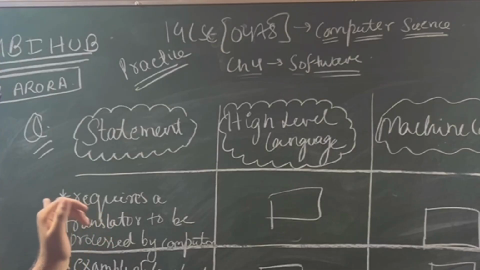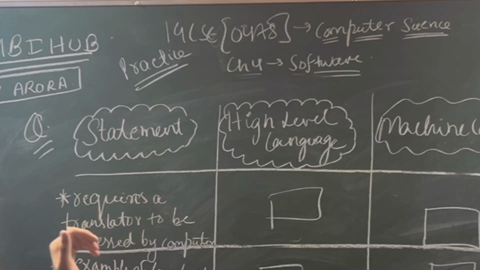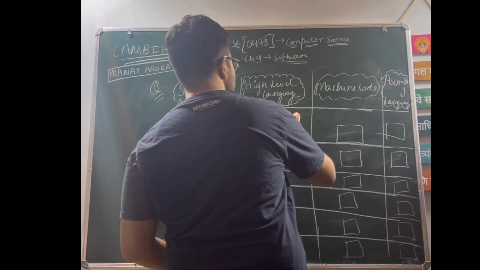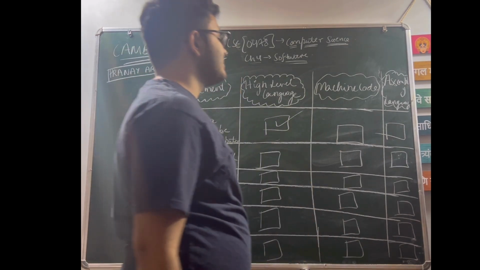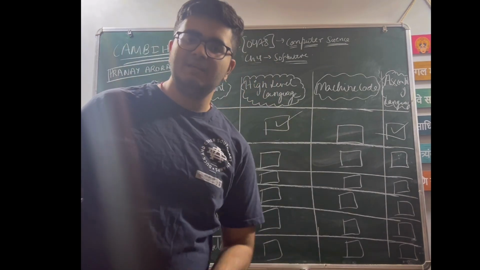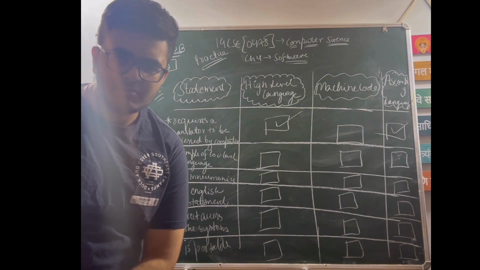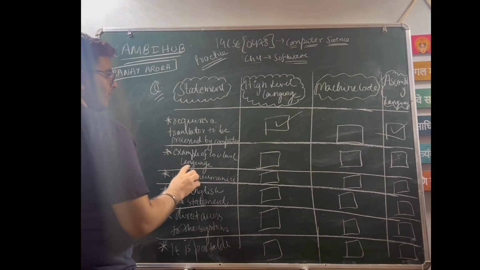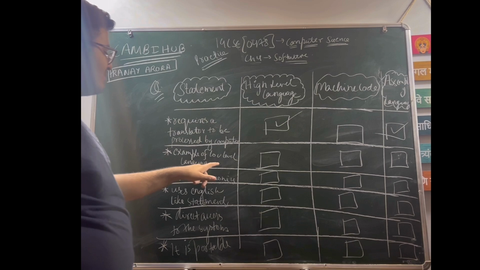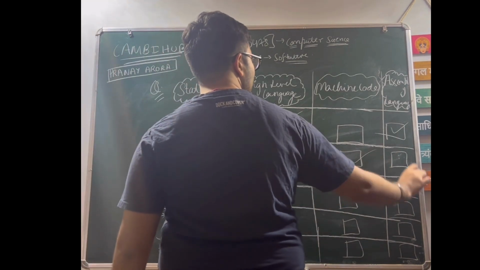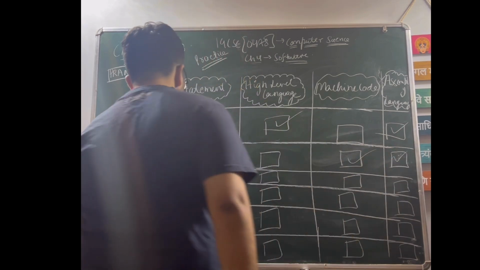The first statement says requires a translator to be processed by the computer. Obviously, a high level language needs to be converted, right? And assembly language also needs to be converted to machine code. Whereas machine code is binary, which can directly be understood by the computer. That does not need a translator, right? Examples of low level language. Obviously, examples of low level language will not be a high level language. It will be machine code and assembly language.